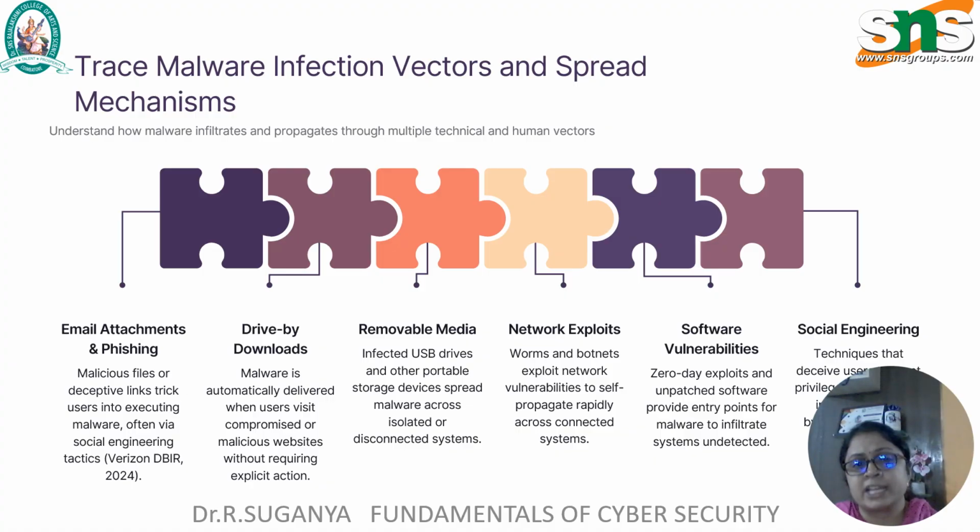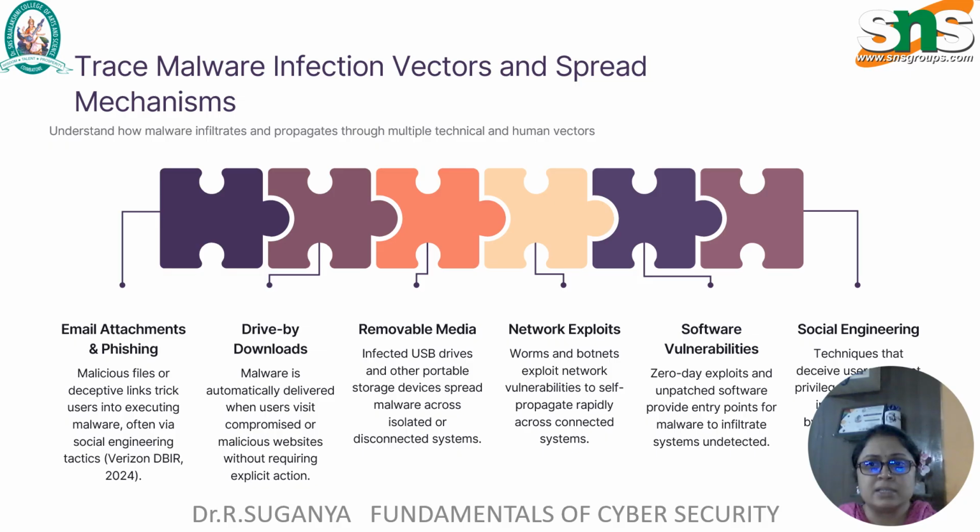Okay, and network exploits. Worms and botnets exploit network vulnerabilities to self-propagate rapidly across connected systems. So it exploits a network. And software vulnerabilities. So zero-day exploits and unpatched software provide entry points. So it will be one of the things which damages the whole system actually. Okay, so social engineering. So it deceives users, and they get privileges to damage the particular environment itself.